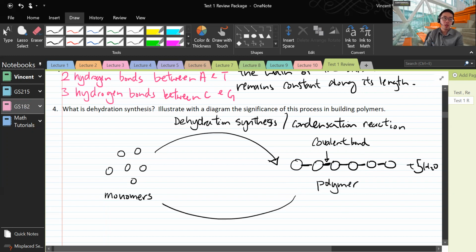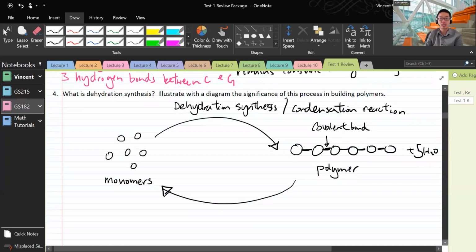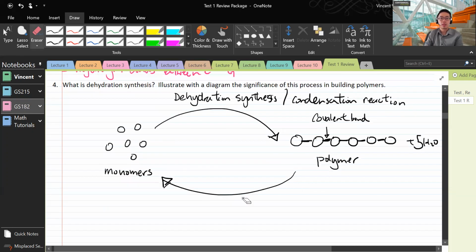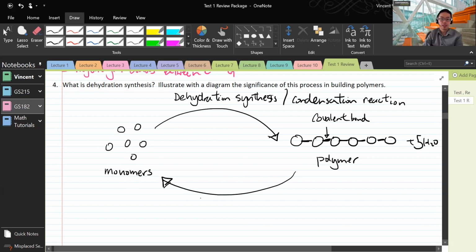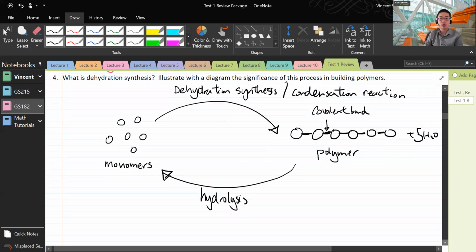And if I want to break the polymer, what is the opposite reaction of dehydration synthesis? What do we call this? That's right. It is hydrolysis. Very good. So you will need to add a water. The addition of a water molecule will break the bond and then separate it back into the monomers.